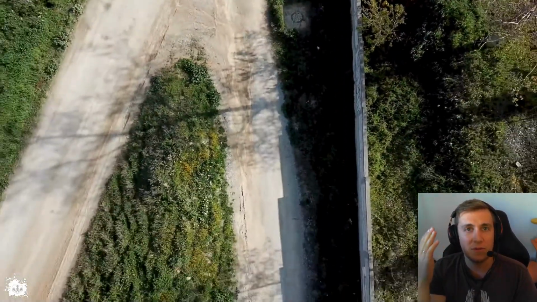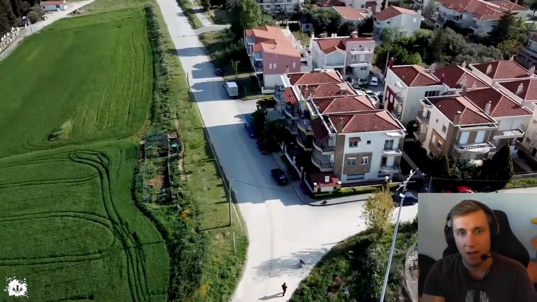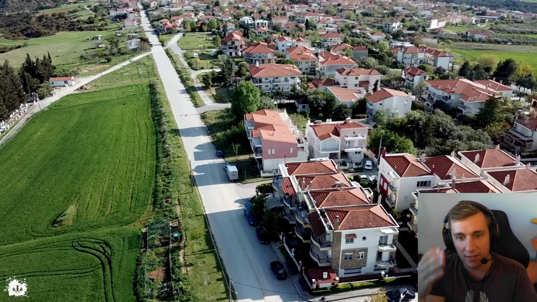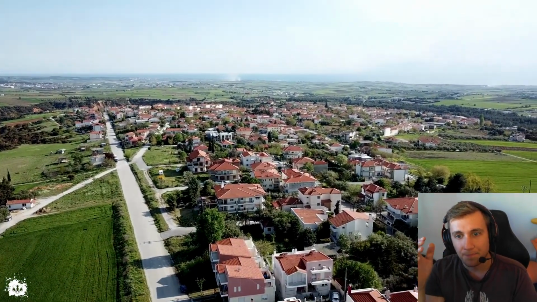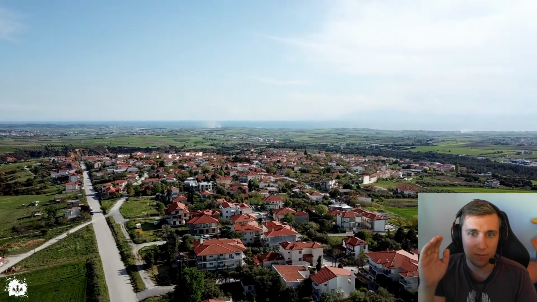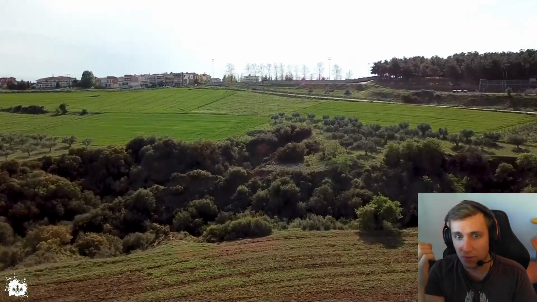But if I wasn't there, if my friend Michael wasn't there, you would have no idea how big things are. And you can see how small we are. And this is how a village looks like outside of Thessaloniki. You can even see the sea from this one.